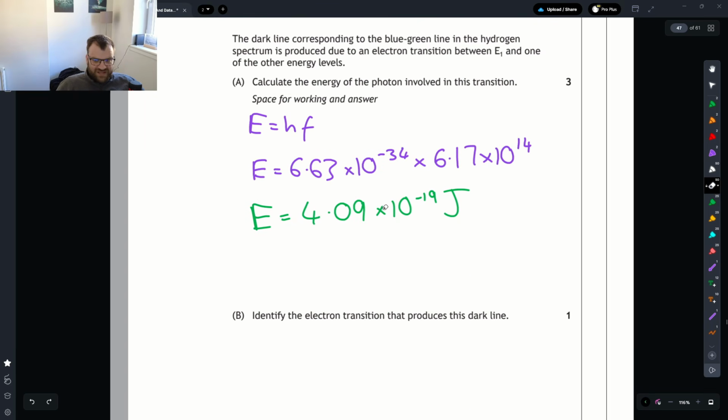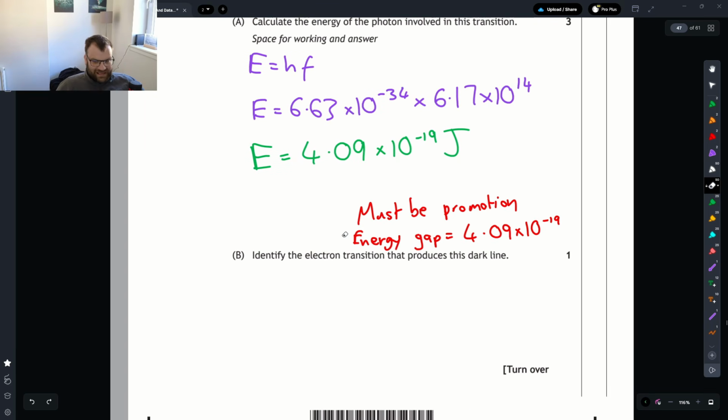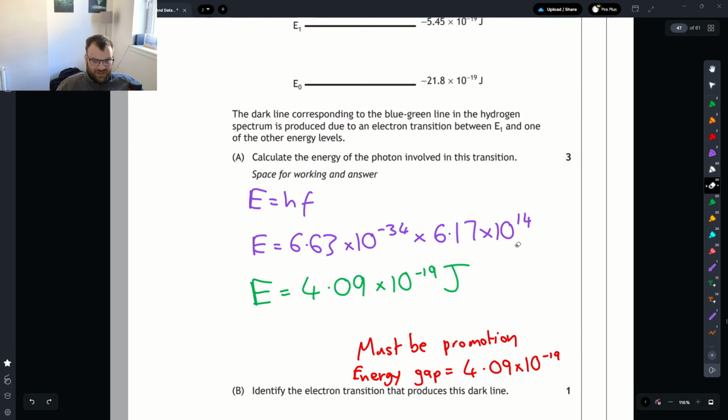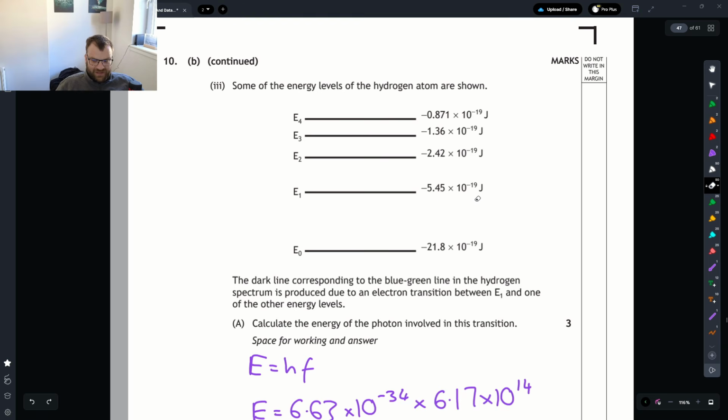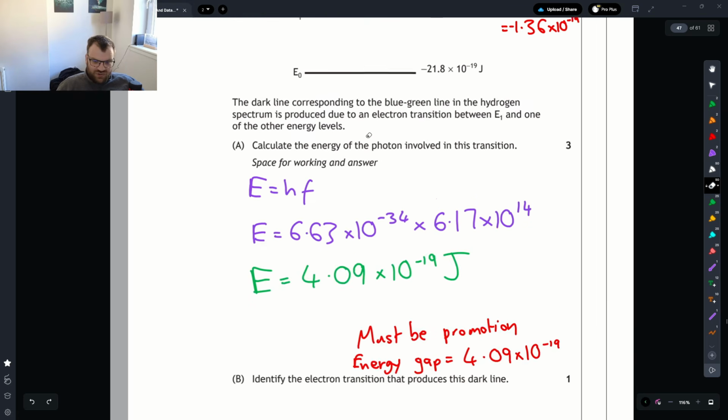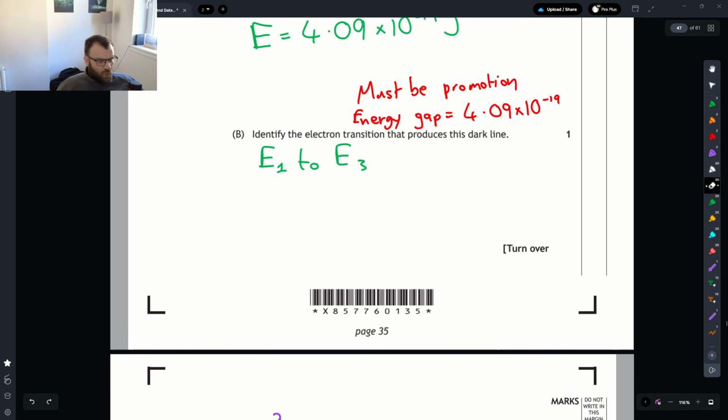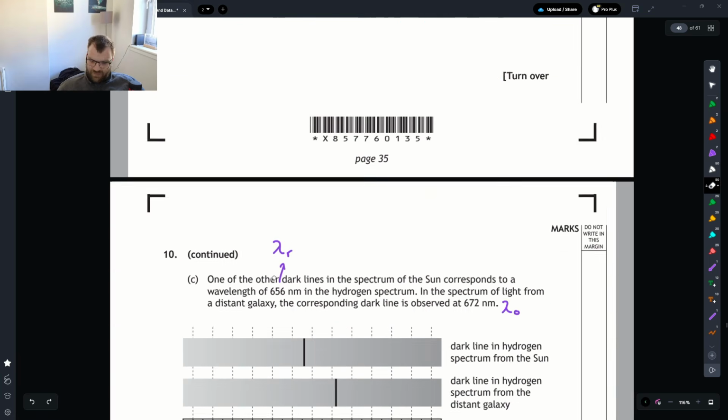Well, if that's the energy that's absorbed, that's going to be the energy gap that has caused that promotion. And because I know we're starting at E1, I can then add on that energy that corresponds to the gap, 4.09 times 10 to the minus 19. That gives me minus 1.36 times 10 to the minus 19. That matches up to level 3. So it's got to be a transition from energy level 1 to energy level 3. And it has to be that way around because it's promoted. Energy is coming in and the electrons are going to a higher energy state. And that's what we're doing in that one.